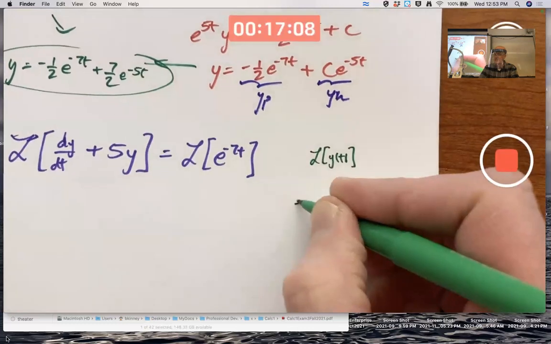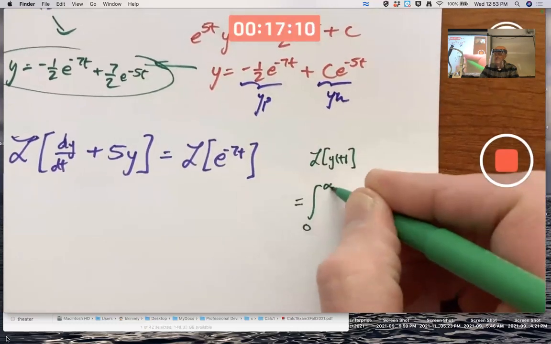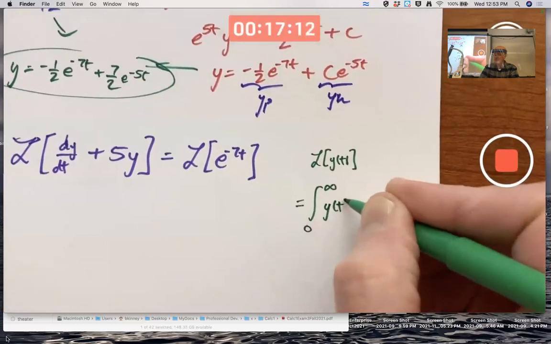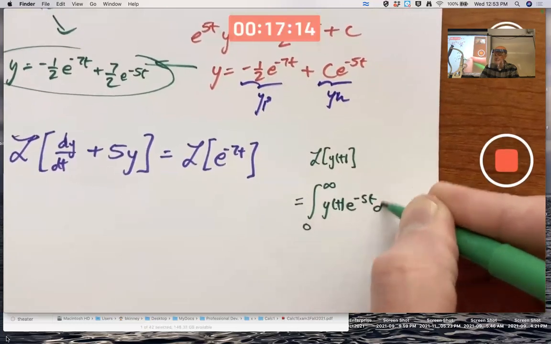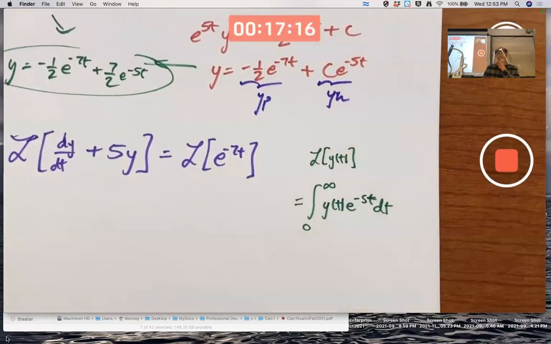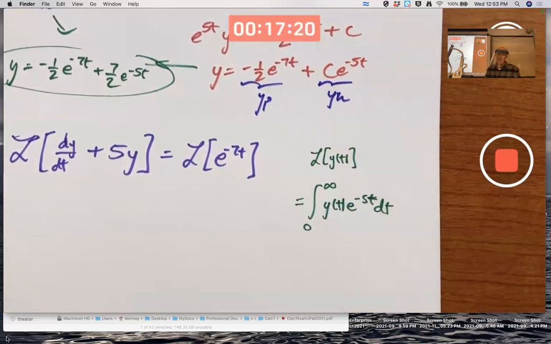In general, L of y of t, here I'll explicitly put the t in there, remember, by definition, is the integral from 0 to infinity of y of t times e to the negative st dt. It's an improper integral, assuming it converges for a fixed value of s. Maybe it converges for many values of s.